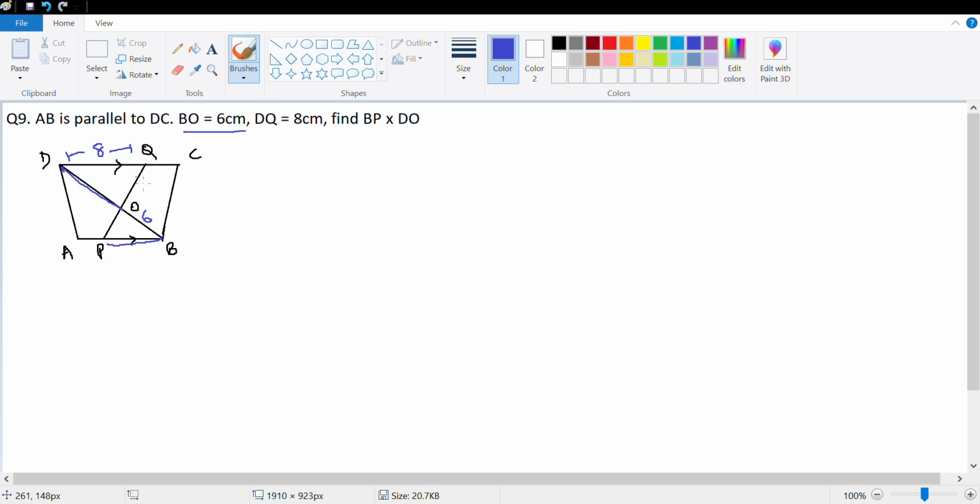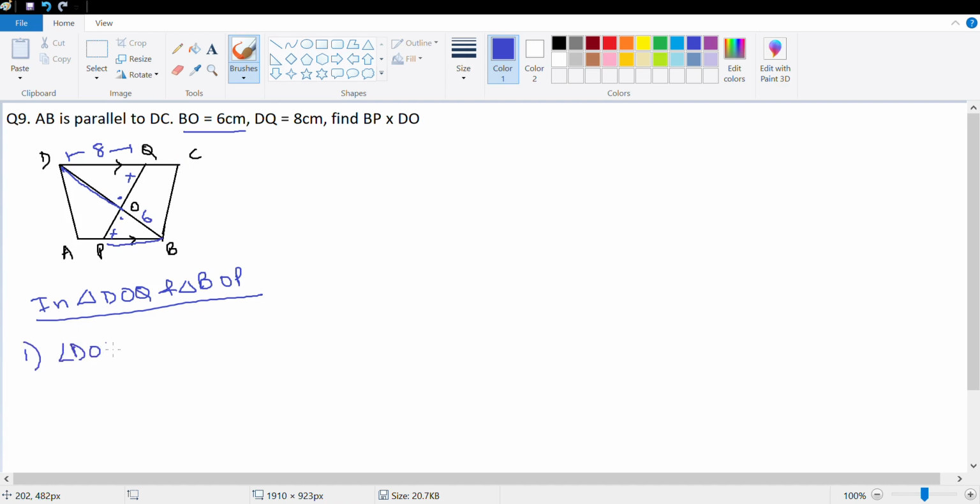In any case, these two triangles are very clear. So in triangle DOQ and triangle BOP, let's see what we can get. This angle and this angle are equal because these are vertically opposite angles, and angle Q would be equal to angle P because these are alternate angles since DC and AB are parallel. Let's just write that down.